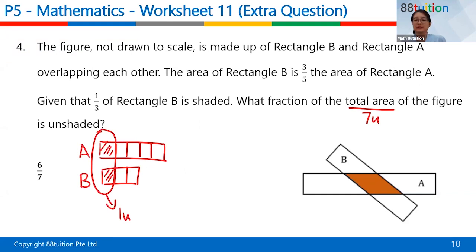Okay. So, same thing. It says rectangle B is 3/5. So you draw 3 units for B, 5 units for A. They tell you that this is 3, right? Is 1/3 shaded? So 1/3 is shaded. You need to know that the shaded overlaps. So if it's 1 unit for B, it's 1 unit for A also. Right? So the overlap part is considered as 1 unit. So 1, 2, 3, 4, 5, 6, 7. Total is 7. Okay? You minus 1, then you have 6. 6 boxes are unshaded. That's it. It's just like that. Not so hard.